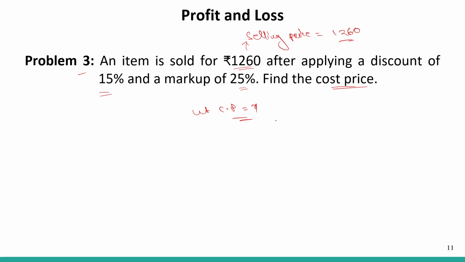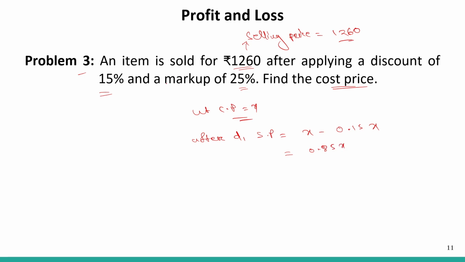So if cost price is equal to X, then after D1, that is discount 1, what we are left with is, after D1, SP will be, not 1260, it will be X minus 0.15 X, right? Because we have 15% discount. So after the 15% discount, the amount will be 0.15 into X, that is cost price into 15%. So after subtracting that much from the cost price, what we are left with is 0.85 X, right?